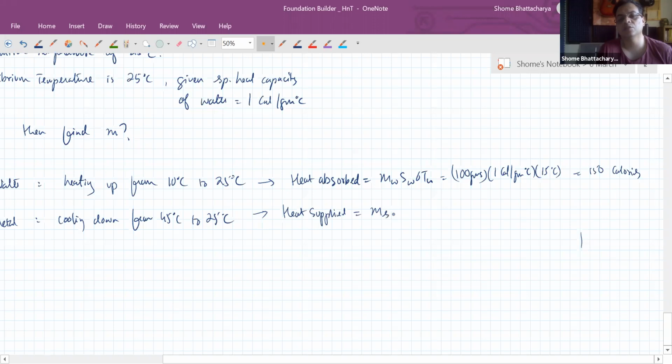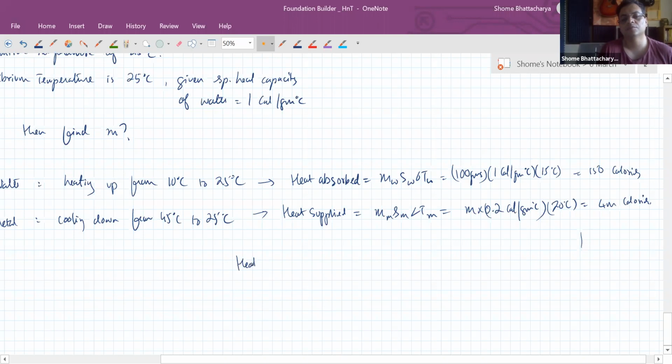Now the heat supplied by the metal is the mass of metal into specific heat capacity of metal into temperature change for metal. So the mass is unknown, but the specific heat capacity was 0.2 calories per gram degree C, into the temperature change, which as you can see is going from 45 to 25, so it's decreasing by 20 degrees C. So 4m calories.